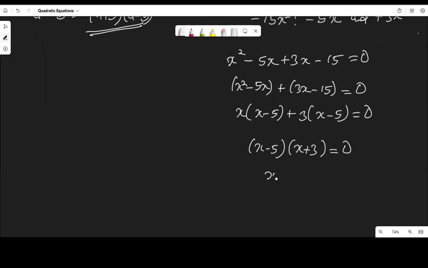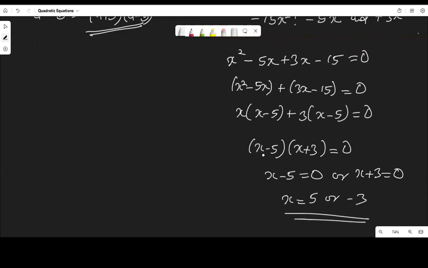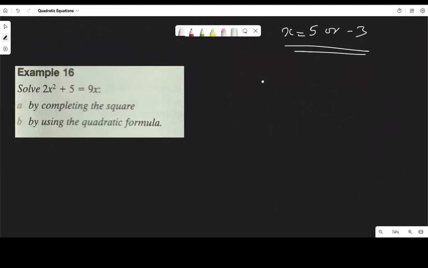Well, either this is equal to 0 or this is equal to 0. Therefore, x is, when this crosses to the other side, it becomes plus, and when this crosses to the other side, it becomes minus.